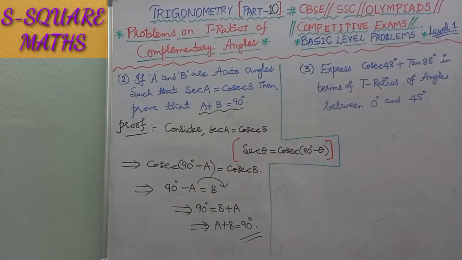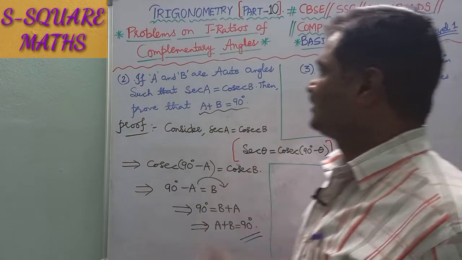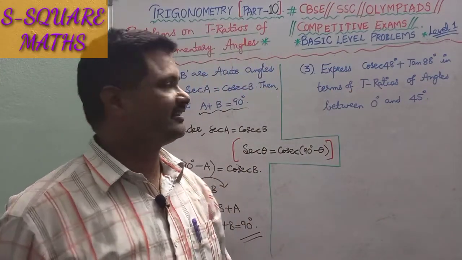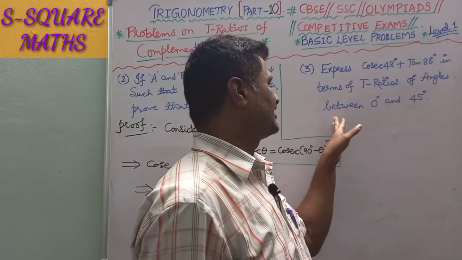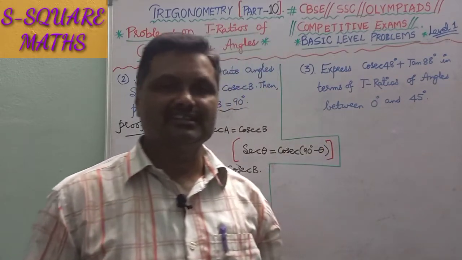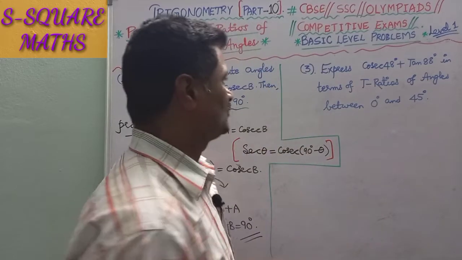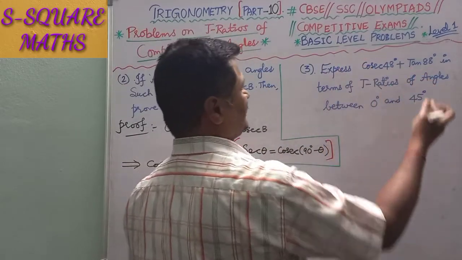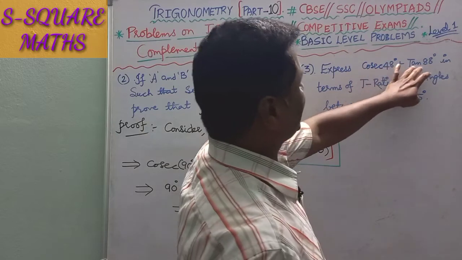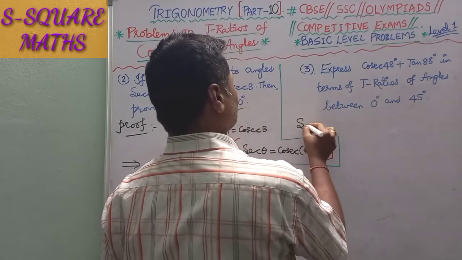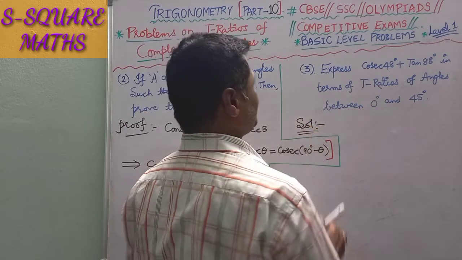Next, after the second problem, this one is very important. Express cosec 48 degrees plus tan 88 degrees in terms of T ratios of angles between 0 degrees and 45 degrees. It's very easy, just 2 steps. So now we have to express or represent this cosec 48 and tan 88 in between 0 and 45. So now the solution follows.